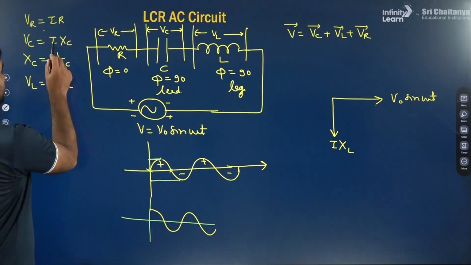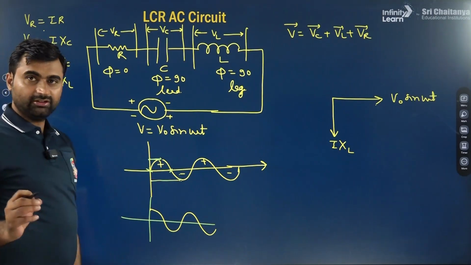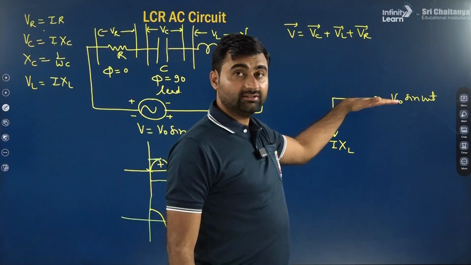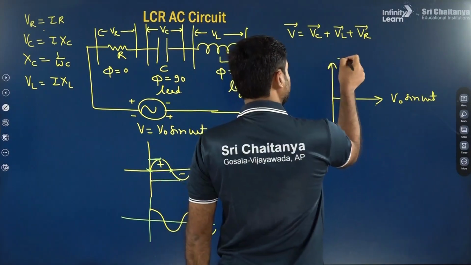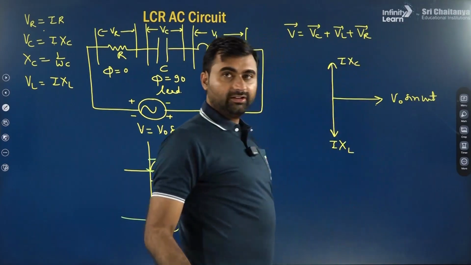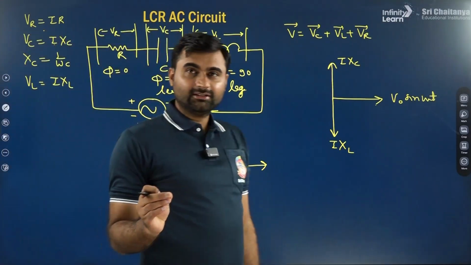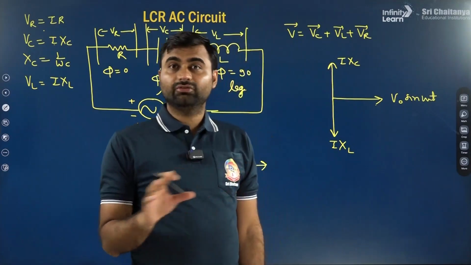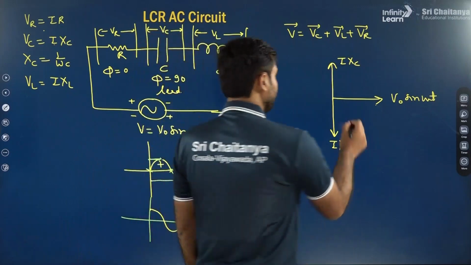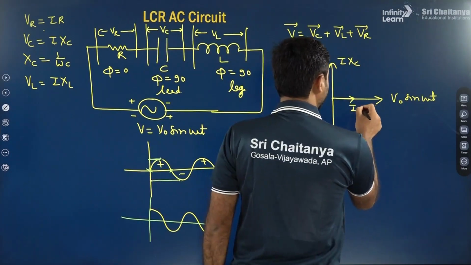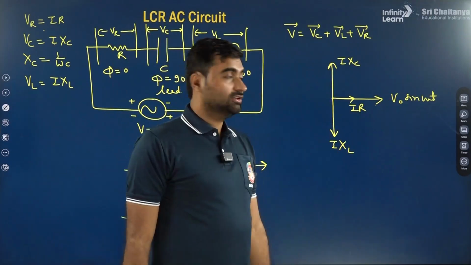So we know current in the capacitor leads by 90. If current leads, the voltage also leads. From this voltage, current leads by 90. So this IXC direction must be this one. Agree? Okay. Now IR, current in the resistor, no phase difference. It will be in the same direction as applied. So this is the direction of IR. Clear? Okay. Like that we represent.